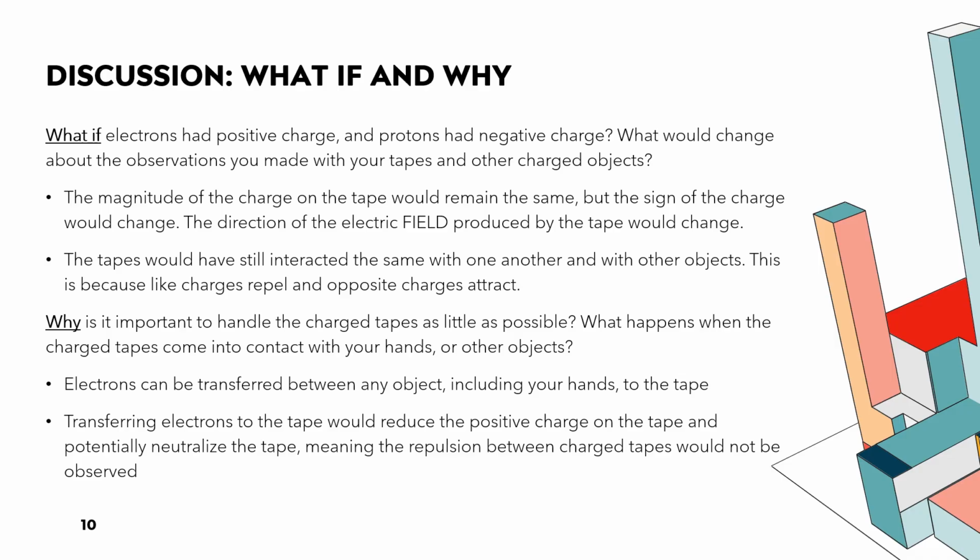tape would remain the same, but the sign would change, and then the direction of the electrical field produced by the tape would change. However, the tapes would still interact the same with one another and with other objects, and this is because like charges repel and opposite charges attract. And then for that why question, electrons can be transferred between any objects, including your hands, to the tape. And so transferring electrons to the tape would reduce the positive charge on the tape and potentially neutralize it, meaning the repulsion between charged tapes would not be observed.